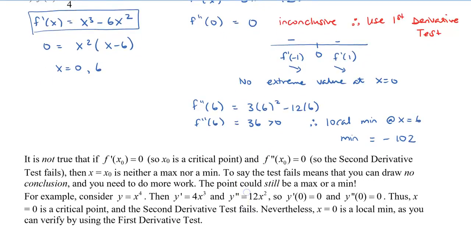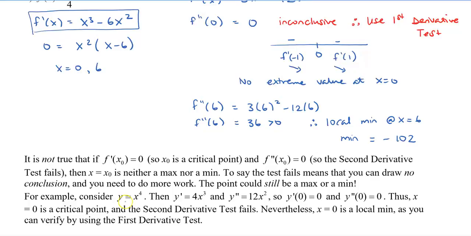Now, just to kind of reiterate, if the first derivative equals 0, it is a critical point, and then if the second derivative also equals 0, so the second derivative test fails, it doesn't mean that we don't have a max nor a min. It just means that the test fails and you can draw no conclusion, so you need to do some more work. So the point could still be a max or min. So what we need to then do is to use our first derivative test to do some more testing.